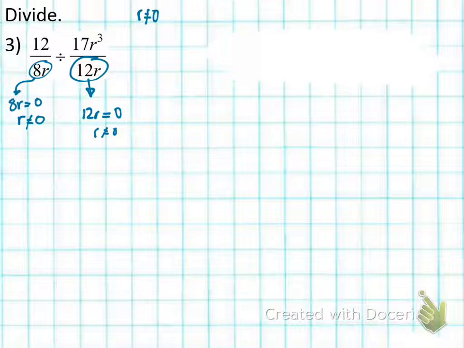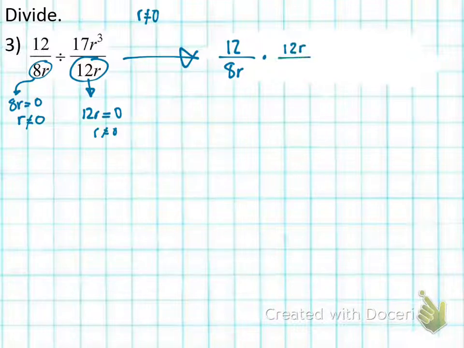Turn to your neighbor, tell them what you would do next. Okay, what would we do next, everyone? Reciprocal. So we're going to take our problem. We're going to have 12 over 8r times our reciprocal, which is 12r over 17r cubed. What should you do right now before you even start canceling out? Check one more time for excluded values. Are there any new excluded values?